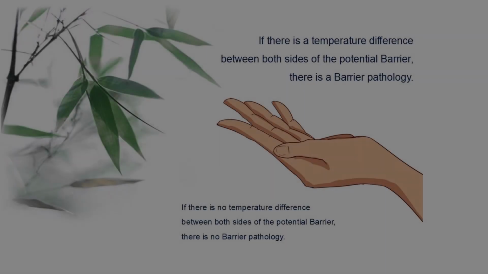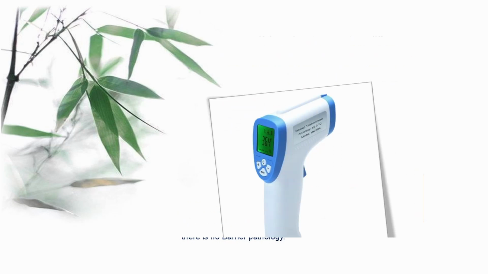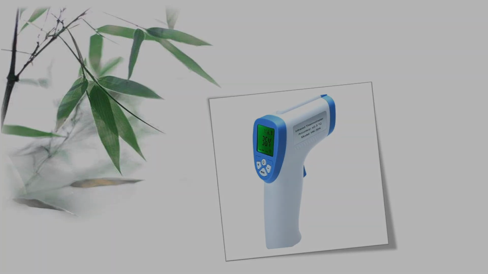If there is a temperature difference, it means there is a barrier. And if there is no temperature difference on either side of the potential barrier, then there is no barrier. And this temperature difference can even be measured with a thermometer that you can easily find in stores.